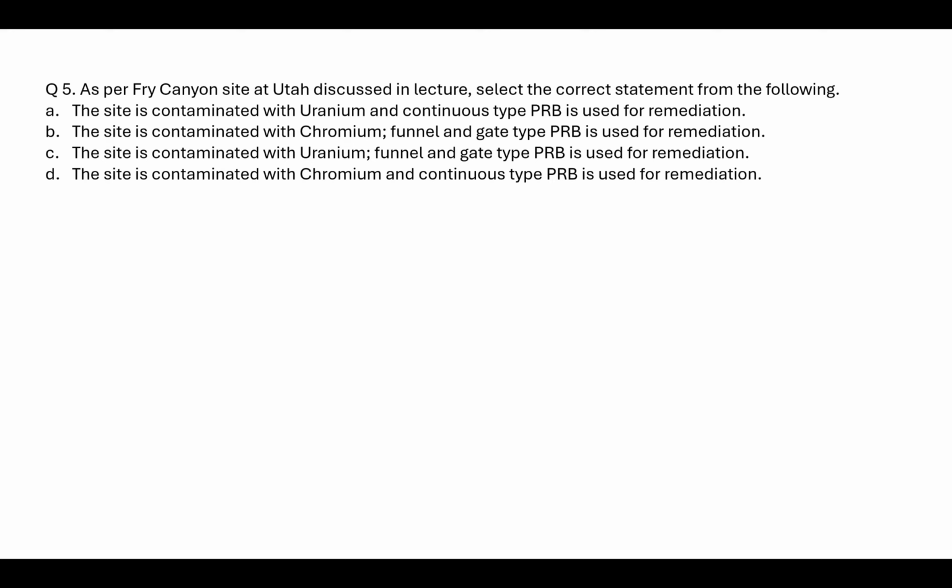So we need to remember what was the contaminant through which that particular site was polluted, and we have to remember what was the type of PRB used, whether it was a continuous type PRB or a funnel and gate type PRB. So again, I will give you all 3 minutes. Just take your time and write the option in the chat box, and then we will discuss.